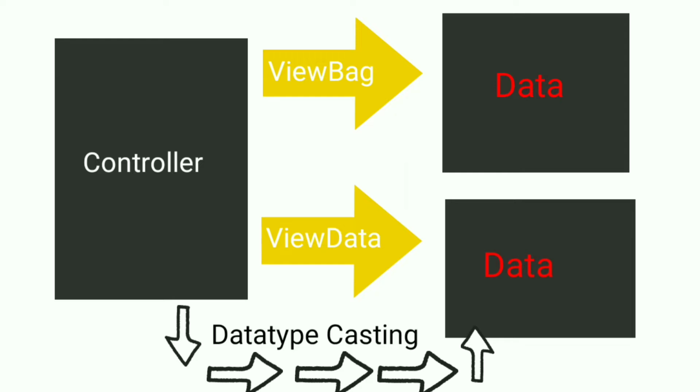ViewData key should not match with the property name of ViewBag, otherwise it will throw a runtime exception. Actually what happens is ViewBag inserts data into ViewData internally. So if we put the key of ViewData and the property of ViewBag the same, it will get confused about which one, so it will throw an error in that case.